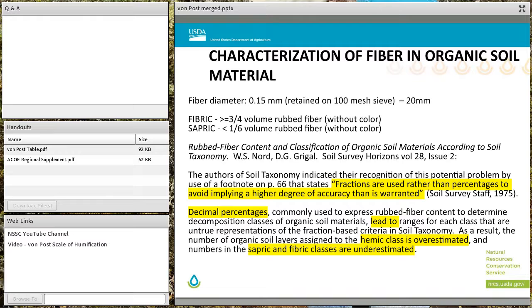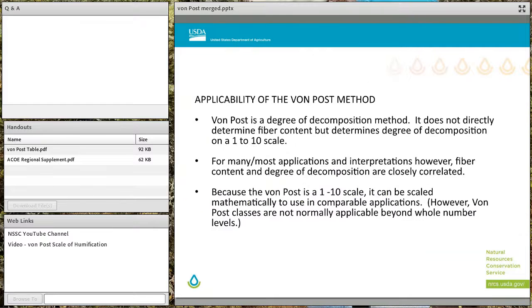And also in the same paper, they expressed the opinion that using decimal percentages rather than fractions leads to overestimating the sapric and fibric, those are the end categories, and underestimating the hemic. So again, the fiber content has good points, but it also has some drawbacks.